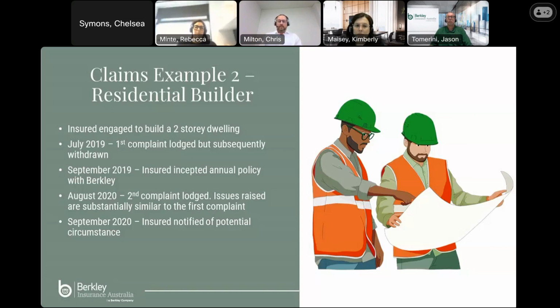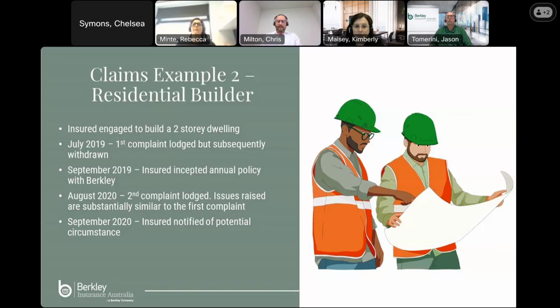Later in 2019, the insured took out a policy with Berkeley Australia, incepting a D&C annual policy from the 30th of September 2019. On the 30th of August 2020, so around a month before the expiry of the policy, the claimant lodged a second complaint to the Building Commission, deemed the second complaint. The issues raised in the second complaint were substantially similar to the issues raised in the first complaint.